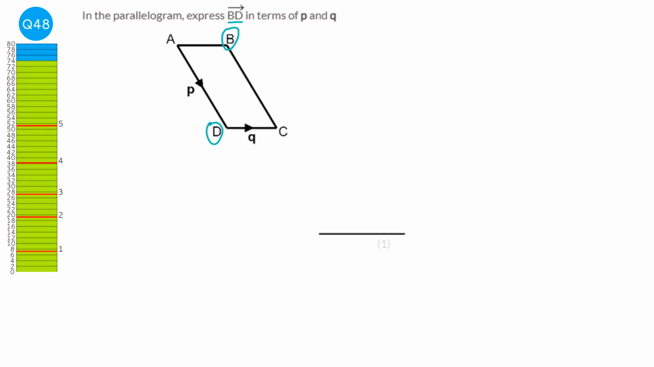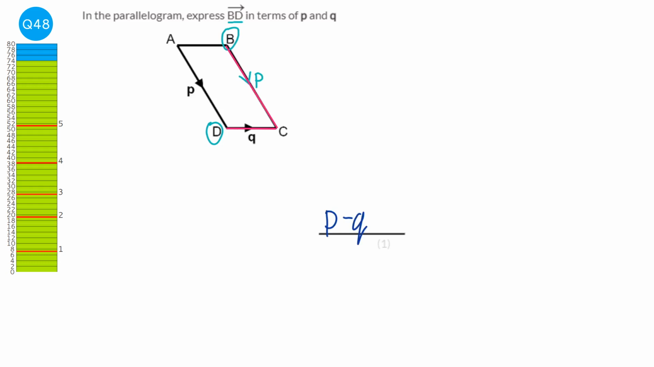What we actually do is, two vectors that have the same direction and the same length are the same. So this length here is also going to be P, or the vector is also going to be P. So to get from B to D, we're going to go down this road and then down this road. So the first road was P, the second road, we're going backwards down Q, so it would be minus Q.